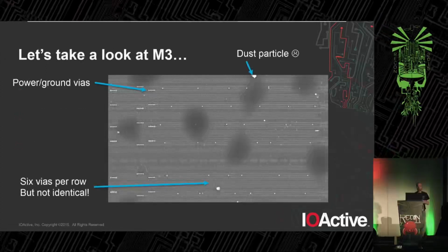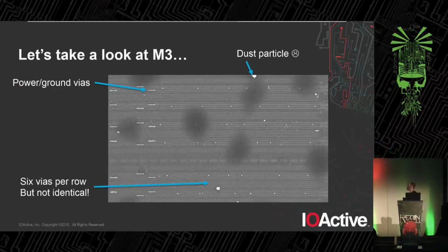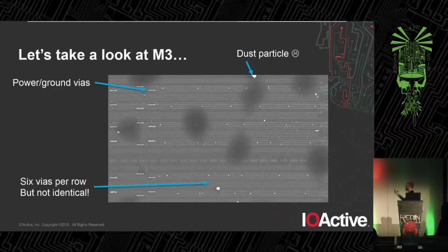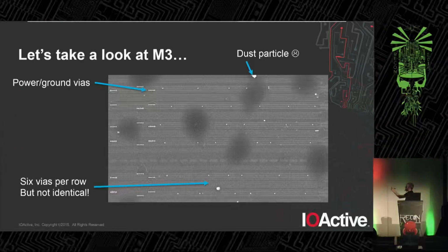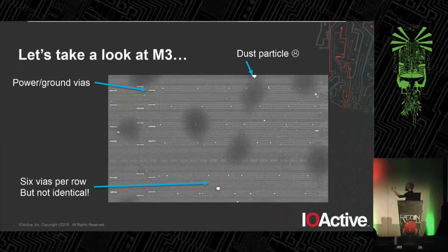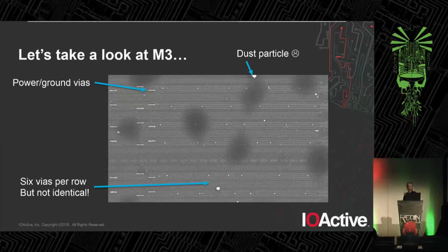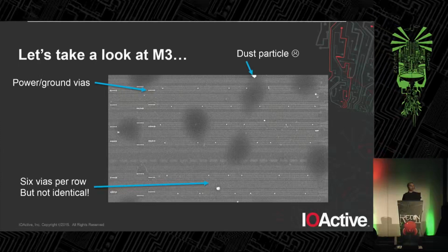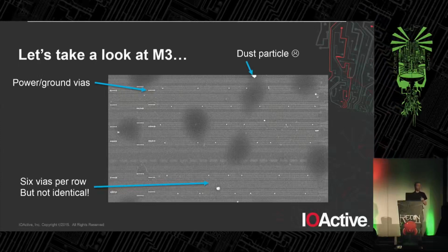So now let's take a look up at metal 3. We can see there's power and ground routing here. We'll ignore all of that for now. But there are sets of 1, 2, 3, 4, 5, 6 vias per row. What's more interesting is there are always 6 vias per row, but they're not all in the same place.